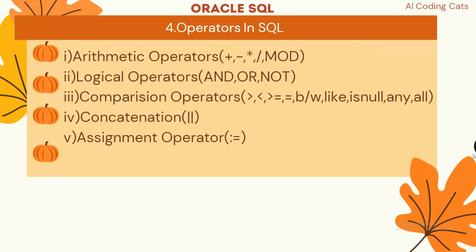The fourth one is operators in SQL. Arithmetic operators, we have logical operators, comparison operators, concatenation, and assignment. Like how to do the sum, or plus, minus, subtraction, divide, mod, and, or, not. All this comes under operators. Like between, like, is null, greater than, less than, equal to. All this comes under operators.